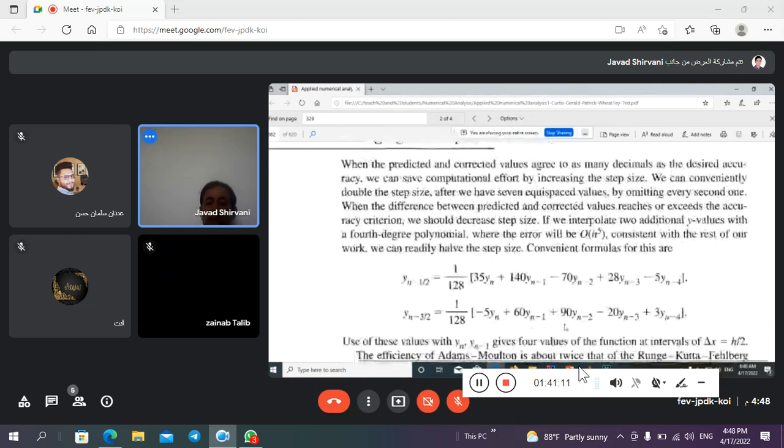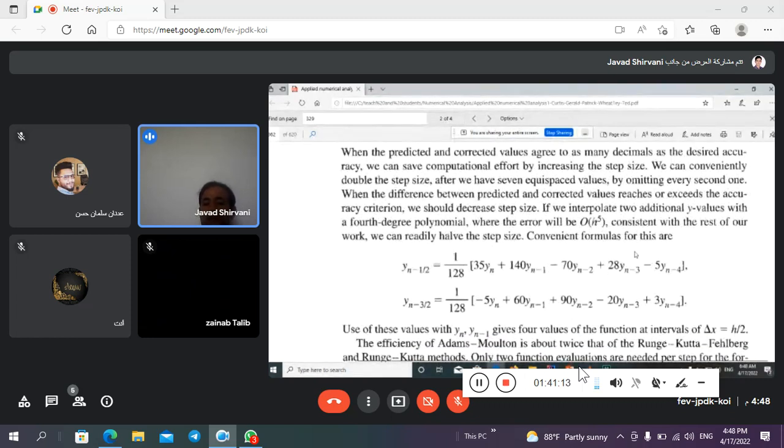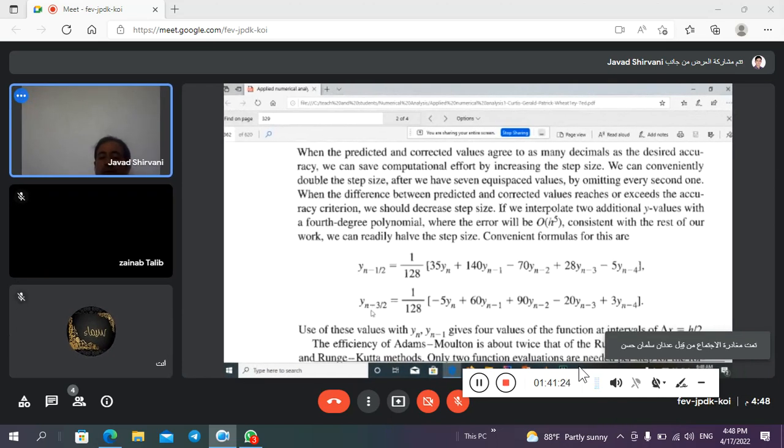Here we can see y index n-1 divided by 2 and y n minus 3 divided by 2, and the predictor is 1 divided by 128, 35 by n, 140 by n minus 1, and these values.